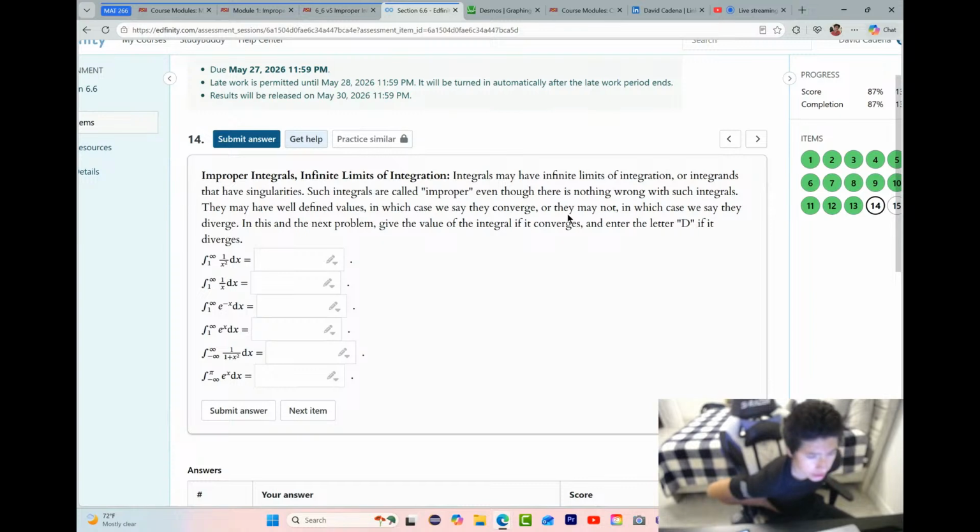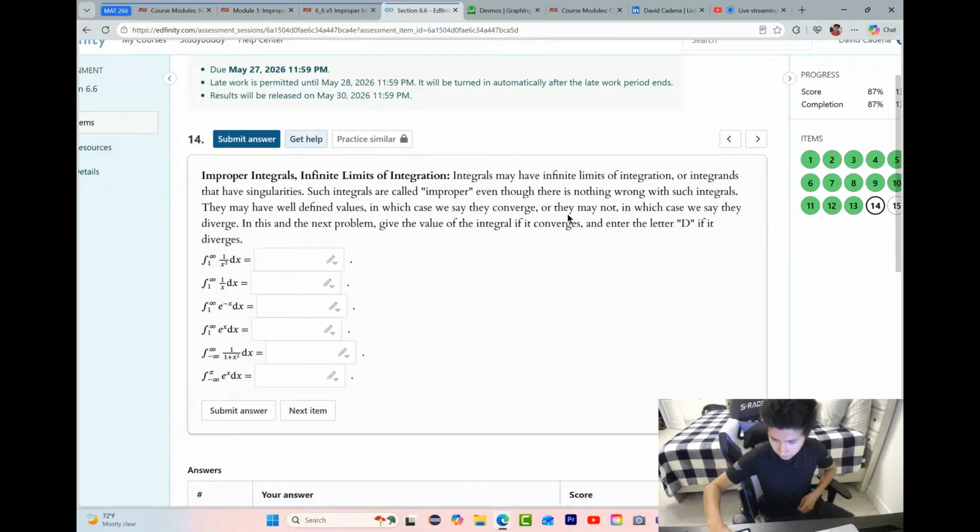Improper integrals, infinite limits of integration. Integrals may have infinite limits of integration, or integrands that have singularities. Such integrals are called improper, even though there is nothing wrong with such integrals. They may have well-defined values, in which case we say they converge, or they may not, in which case we say they diverge. Give the value of the integral if it converges, and enter the letter D if it diverges. So it's basically giving me 6 more problems just to solve like this.